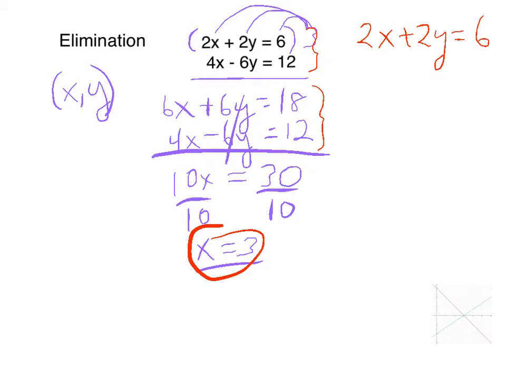And we now know that x is 3. So plug it in. And now if you notice, we have one variable. All we have is a y. We can solve for it.